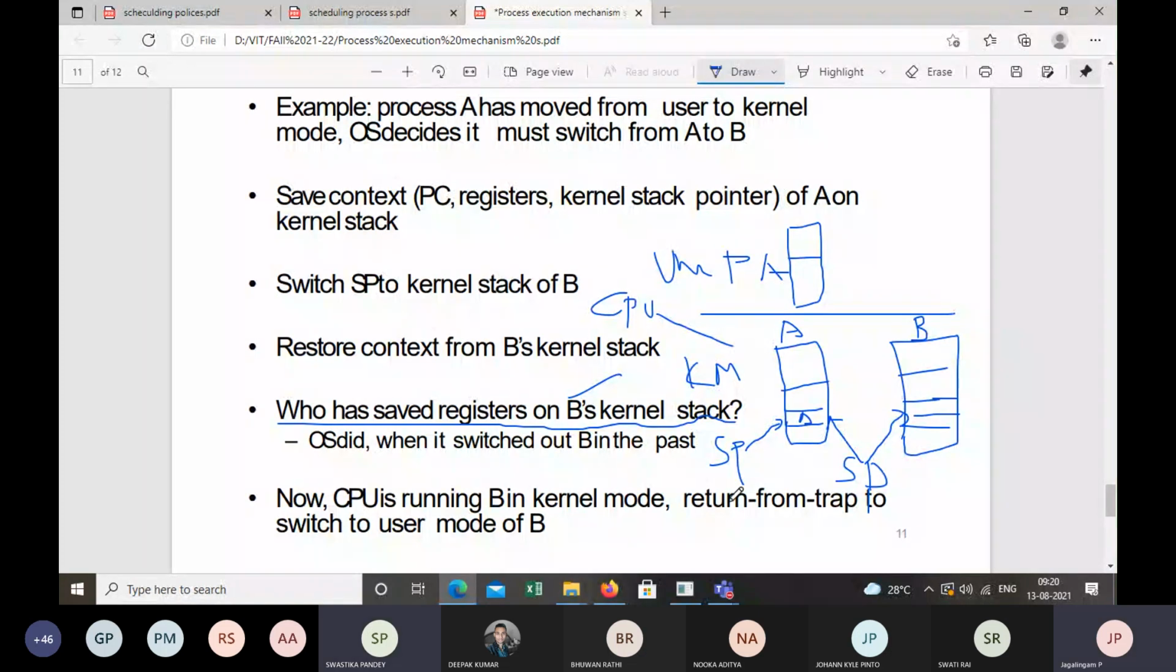Return from trap. Good. We call a return from trap instruction. Therefore, the CPU moves to the user mode and then it will execute process B from where it stopped. All right.